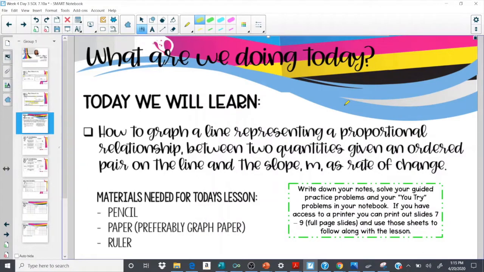What are we doing today? Today we will learn how to graph a line representing a proportional relationship between two quantities given an ordered pair on the line, and the slope M is a rate of change.